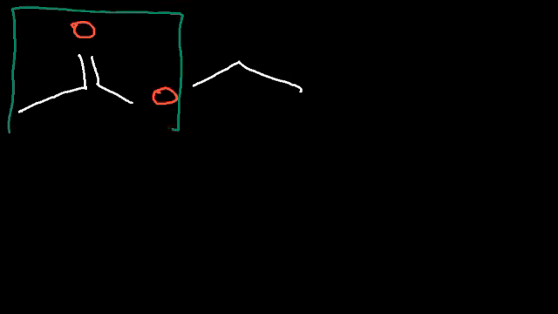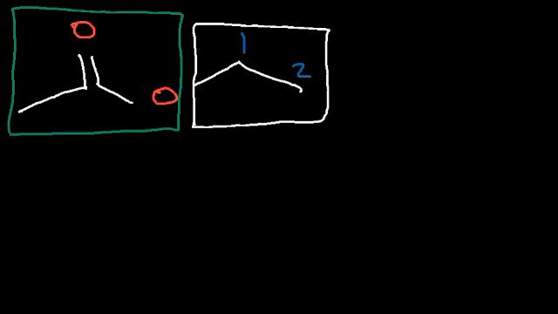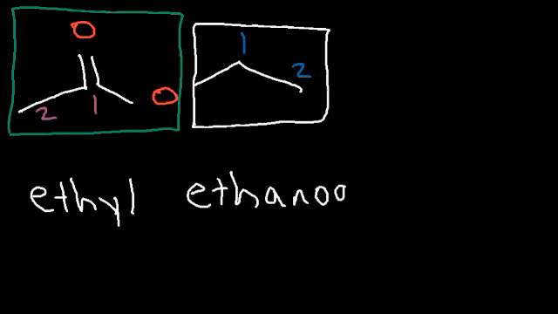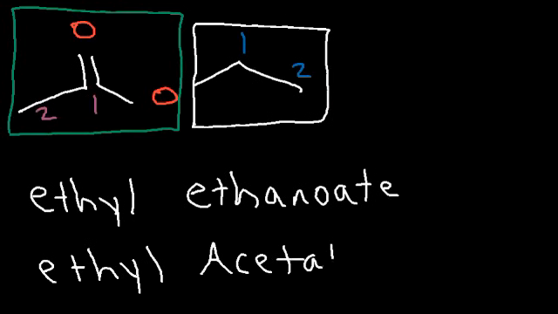Go ahead and try this one. So once again, we're going to separate it into two parts. So on the right side, we have two carbons, so that's called ethyl. And on the left side, we still have two carbons. That's going to be ethanoate. That's the IUPAC name, ethyl ethanoate. The common name, we can replace ethanoate with acetate. So it's ethyl acetate.